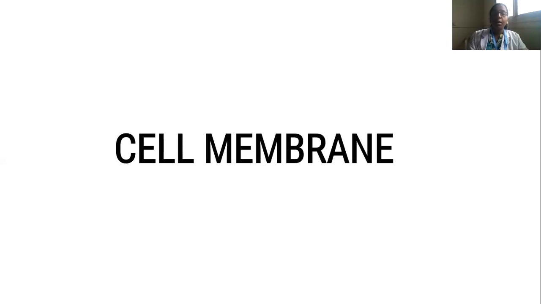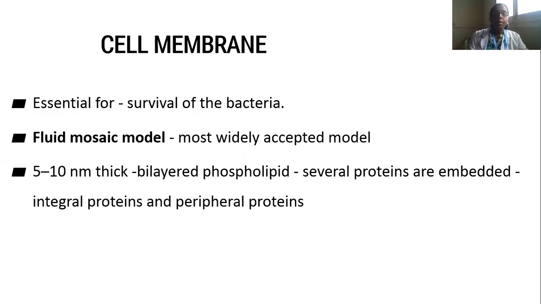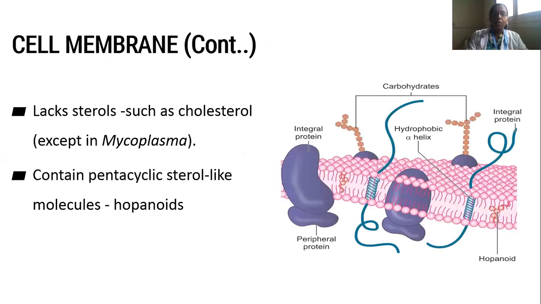So next, coming to the cell membrane. The cell membrane is essential for the survival of the bacteria. There is the fluid mosaic model of the cell membrane, which is the widely accepted model. Basically there is a 5 to 10 nm thick bilayered phospholipid and several proteins embedded in it, the integral and peripheral proteins. They lack sterols such as cholesterol except in mycoplasma. They contain pentacyclic sterol-like molecules which are called hopanoids.